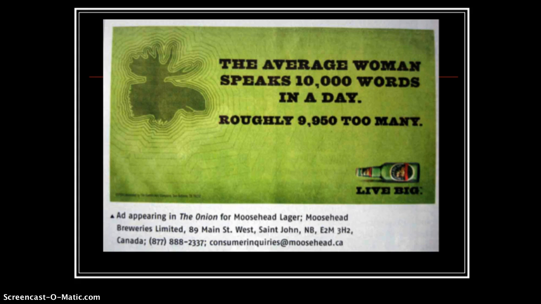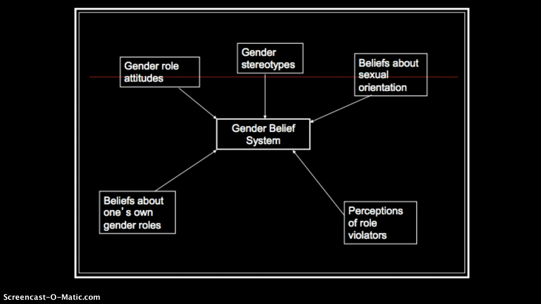Okay, so to get us started into some of the content that we want to cover this week, one of the things I think is important to understand is this diagram on your screen called the gender belief system. Basically what this is showing you is the components of a gender belief system, which include beliefs about gender roles, gender-associated stereotypes, attitudes towards women's and men's gender roles, and perceptions of those who violate those roles, including violations based on sexual orientation. All of these things combine to create a personal gender belief system.